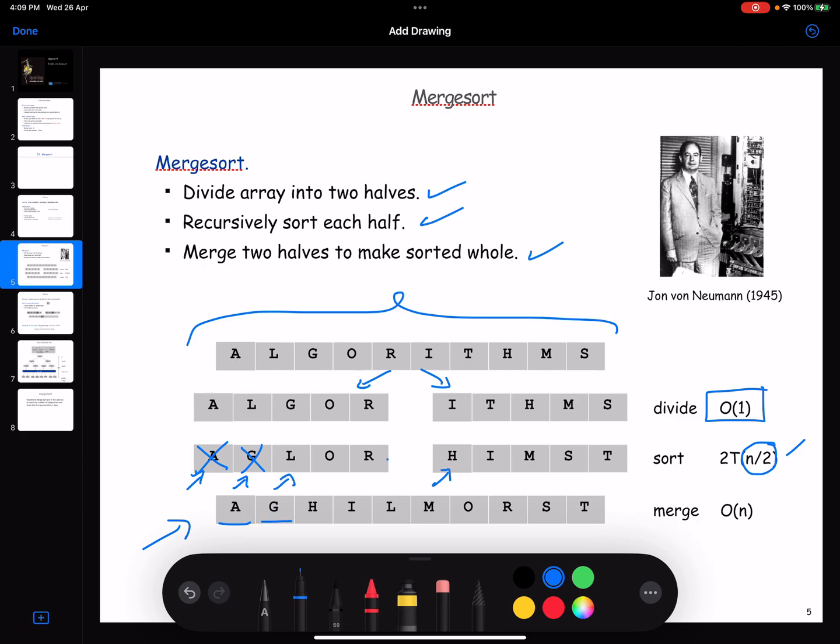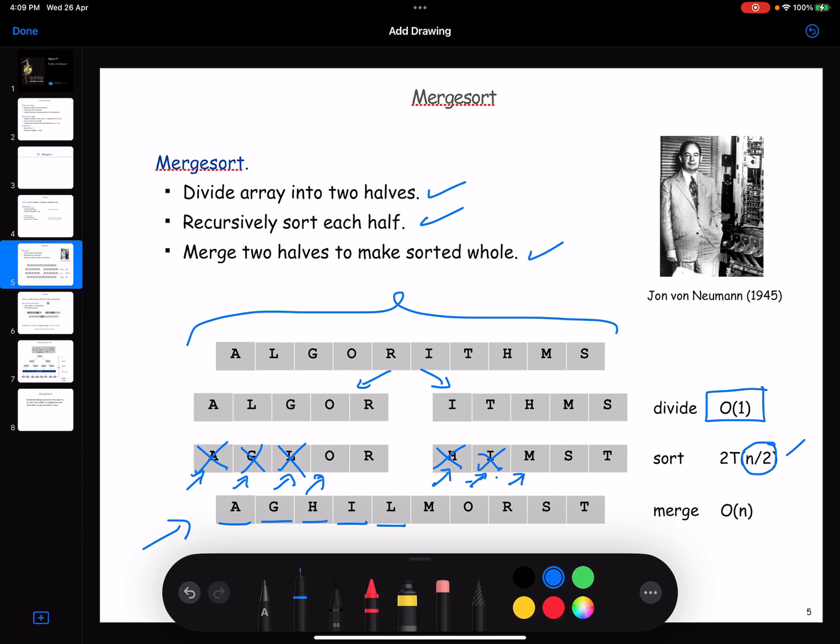We compare H with L. Which one is smaller? H is smaller. So we move it here and we move the pointer. We compare L with I. I is smaller. So we move it here and we move the pointer. We compare L with M. L is smaller. So we put it here and we move the pointer to O.